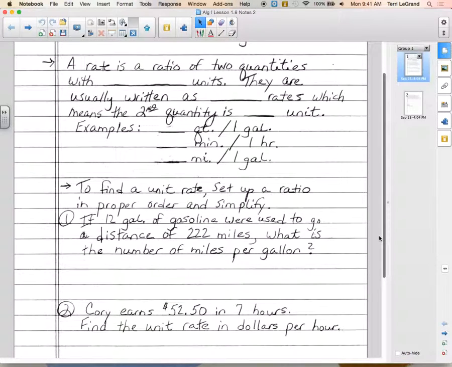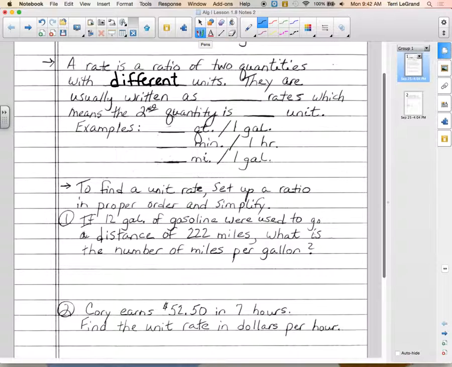So a rate is a ratio of two quantities with what? What's true about the units in our ratio? It's a ratio, so we know there are two things being compared. We can write it as a fraction. Different rates. So when we talk about a rate, we're talking about them having different units. So a rate is a ratio where the two things being compared are different units.